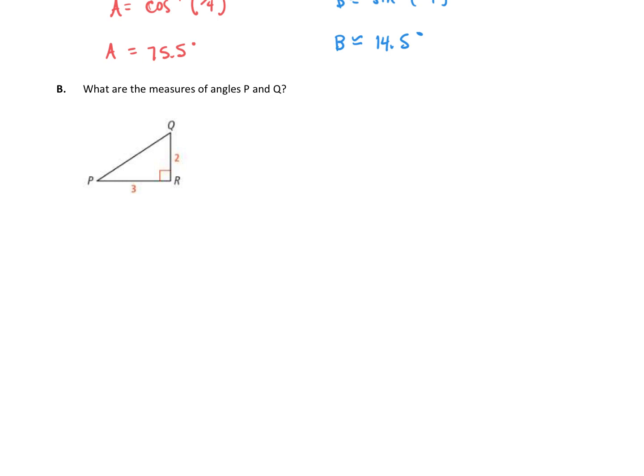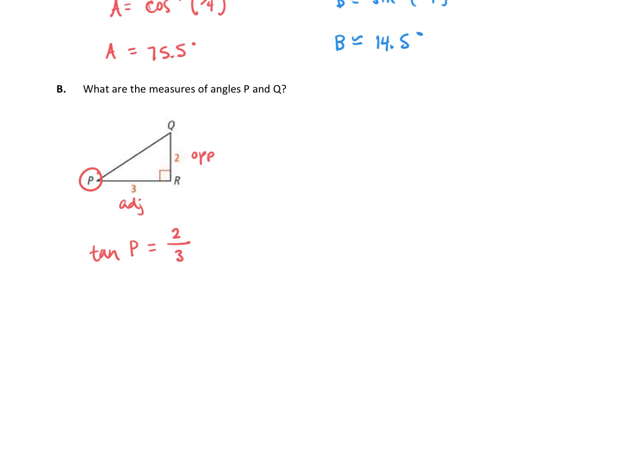What are the measures of angles P and Q? So if we're looking at angle P, here's angle P. I'm going to label my triangle in reference to angle P. So we have our opposite side over here. We don't know the hypotenuse, but this 3 is our adjacent. So which trig function uses the opposite and the adjacent? And that is our tangent function. So the tangent of angle P is equal to the opposite 2 over the adjacent 3.